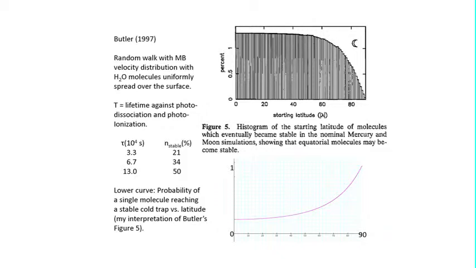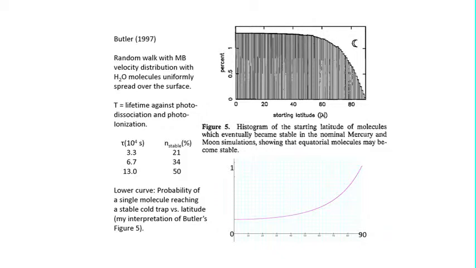And to me, you don't have to like this, but to me, this is a more intuitive curve. If you start out really close to the cold traps, you're much more likely to make it to a cold trap than if you start out at the equator. But nonetheless, despite this gauntlet that the particles have to run, they do make it from the equator as well as from the pole.